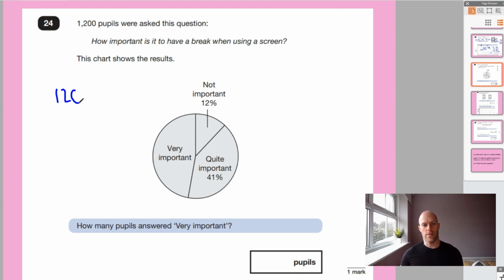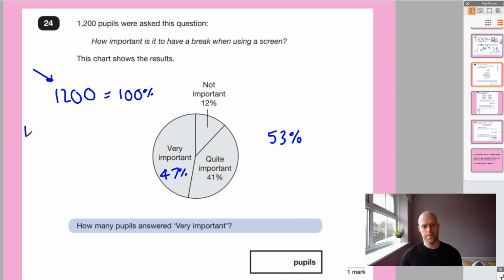1,200 pupils were asked the question, how important is it to have a break when using a screen? The chart shows the results. So 1,200 equals 100% of the people. Not important said 12%. 41% said quite important. And a number of people said very important. Well, if we add the numbers that we've got, 53%, we're left with 47 to make up the 100 there, 47%. Now we've got to find 47% of 1,200.